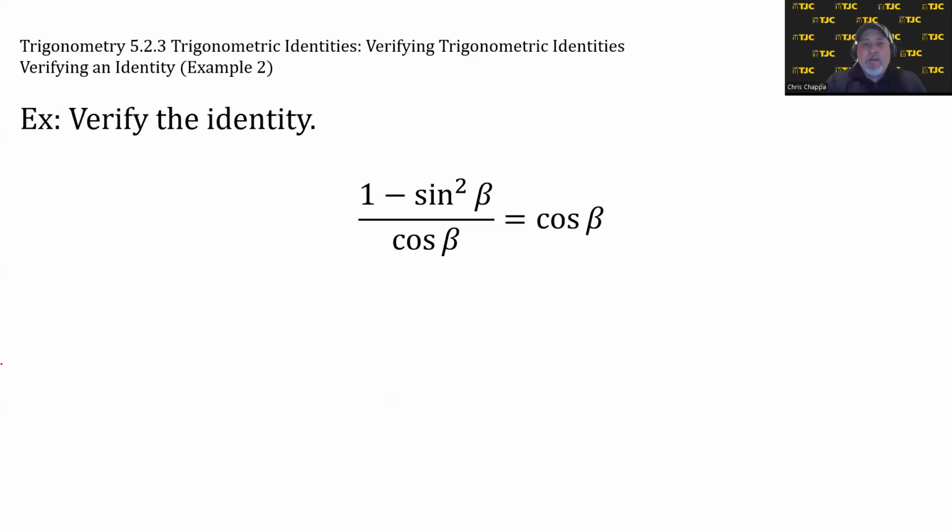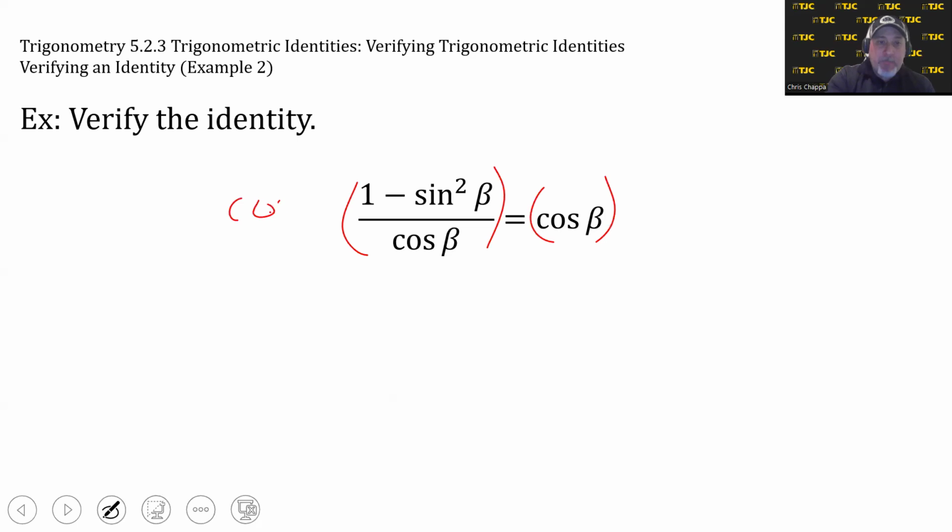Now, let me tell you what not to do first. What some people will try to do is treat this like an equation that you're solving, in the sense that you will want to do things to both sides of the equation. For example, if you were solving an equation, a good strategy would be to multiply both sides by cosine of beta to eliminate the fraction on the left. However, that is not an option here. Why is it not an option?